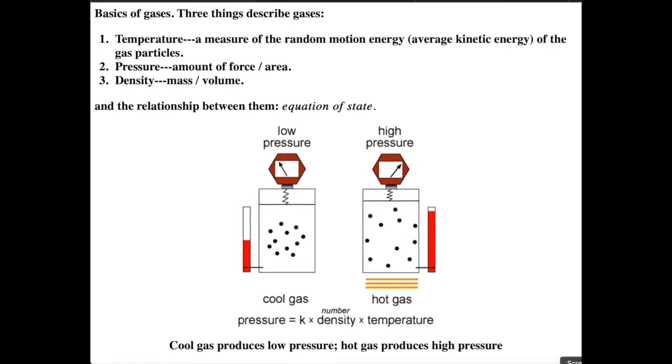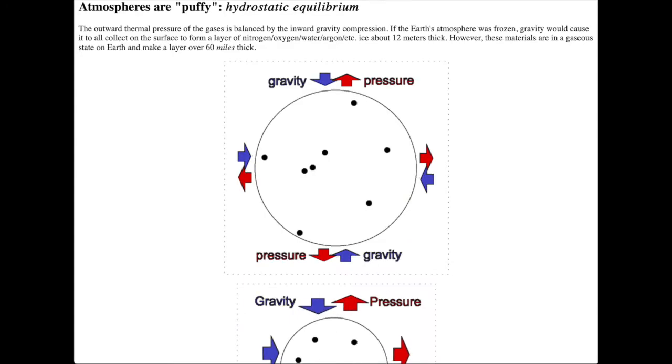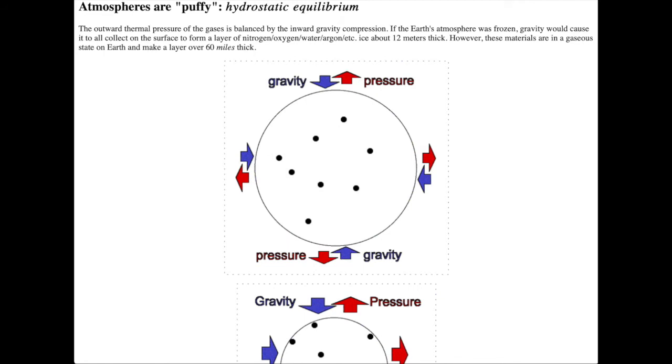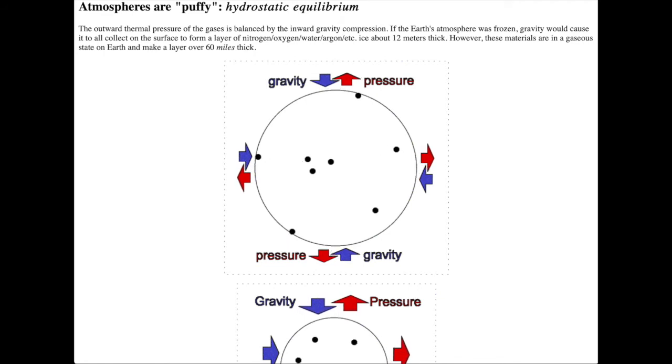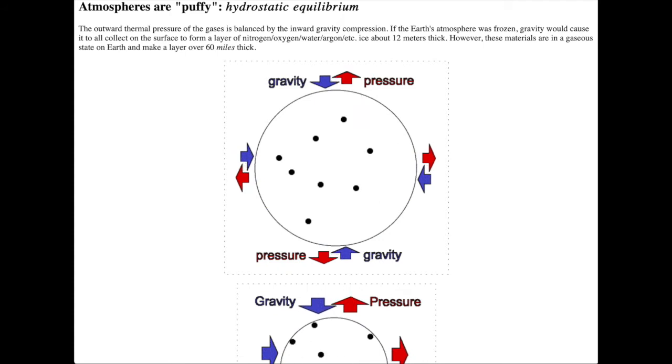The relationship between those three things is the equation of state. A cool gas produces low pressure, while a hot gas produces high pressure. Atmospheres are poofy. The outward thermal and radiation pressure is balanced by the inward gravity compression. The atmosphere is in hydrostatic equilibrium.